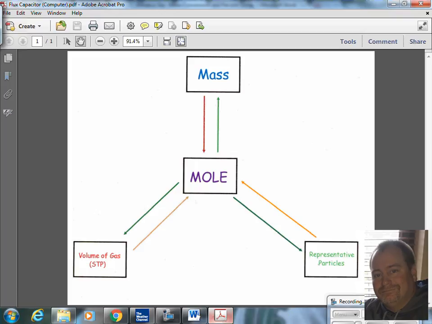So if I look at my flux capacitor, where am I starting at? Where am I at, Logan? I'm down here at representative particles, right? And I want to go to mass. Do I have a direct line from rep particles to mass? I do not. So I have to go through moles, because this is going to be a two-stepper, a Texas two-stepper. So I'm going to go from rep particles to moles, moles to mass.